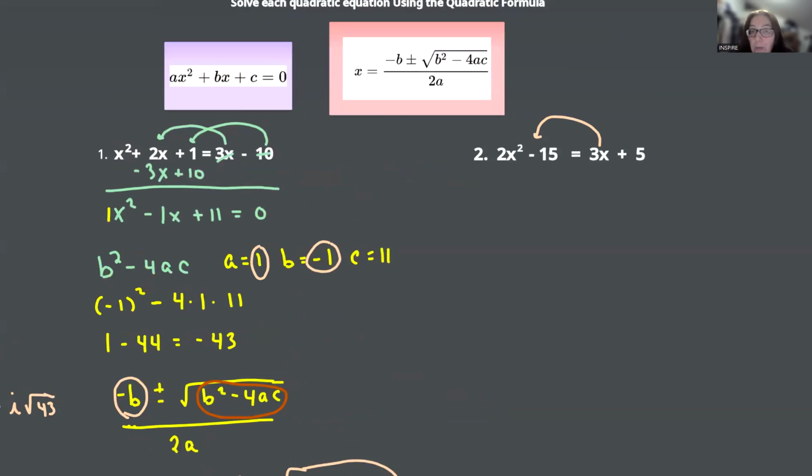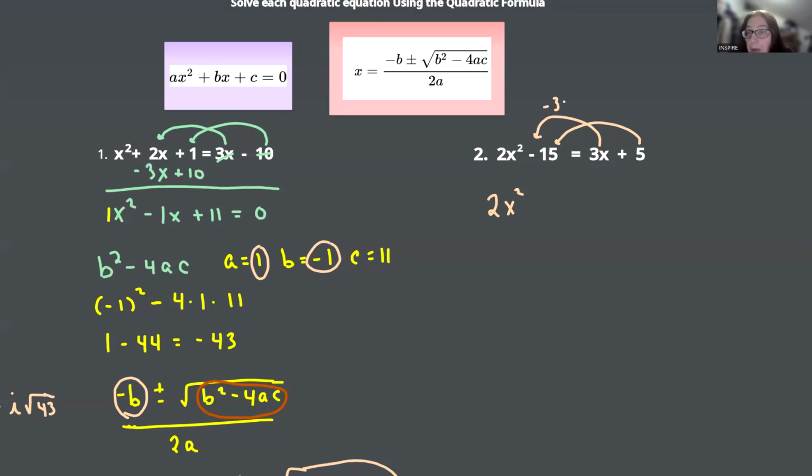So I have 2x squared. Oops, I gotta write that a little neater. I have 2x squared. I'm going to bring that positive 3x over. So when I bring it over, it's a negative 3x.